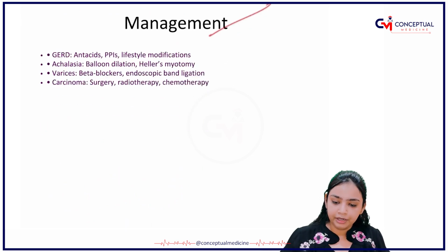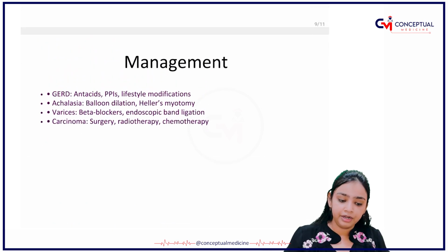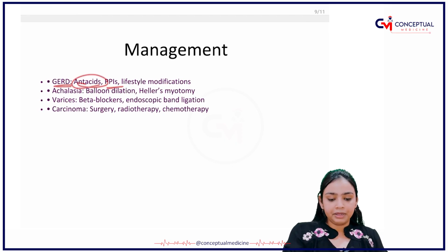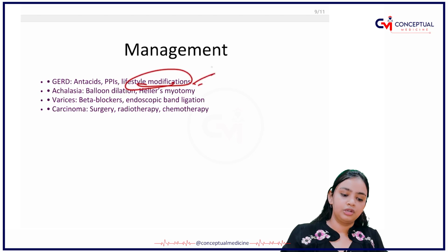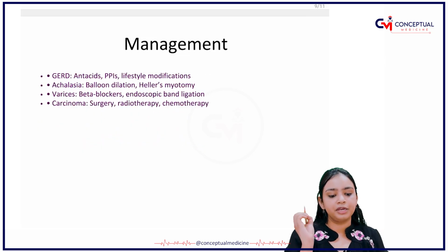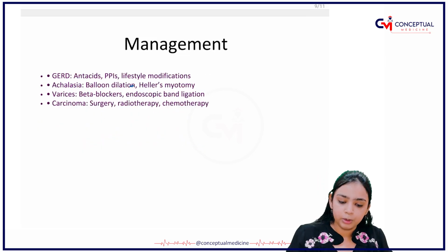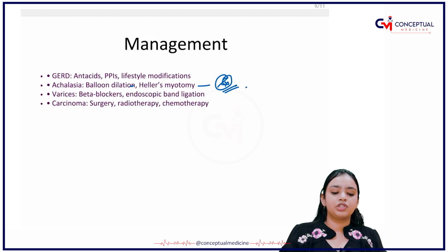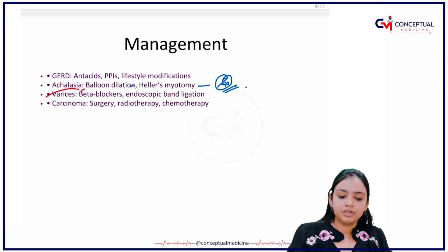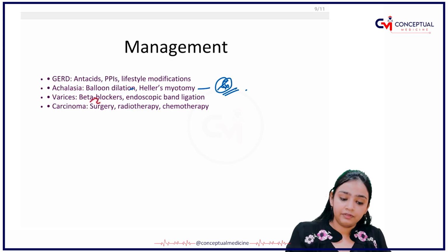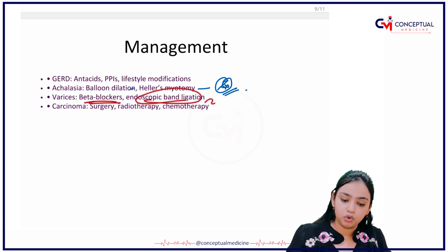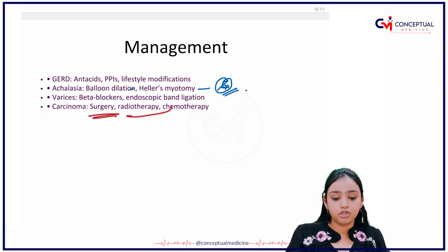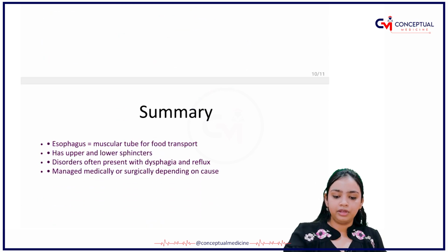What is the management? Management is different for different conditions. If the person has GERD, I will give antacids, proton pump inhibitors, and lifestyle modification. If the patient has achalasia, I will give balloon dilatation and Heller's myotomy, which is a surgery. If the patient has esophageal varices, I will give beta blockers and endoscopic band ligation. If the person has carcinoma, I will give surgery, radiotherapy, and chemotherapy.